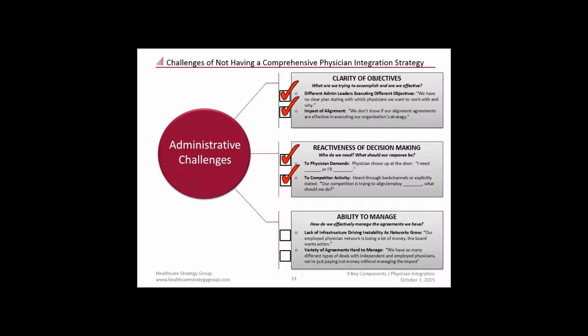With a plan like this, our decision making no longer becomes reactive. We now have a proactive plan that we can send our people out to execute rather than waiting for physicians or competitors to drive our hand and make us do something. And then finally, if we have a proactive plan, that means we can proactively build our infrastructure, and we can proactively plan for how to structure agreements so that we can easily get our arms around the growth that we've created and manage it effectively.